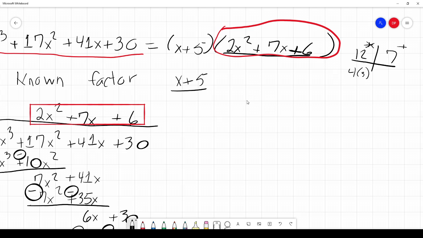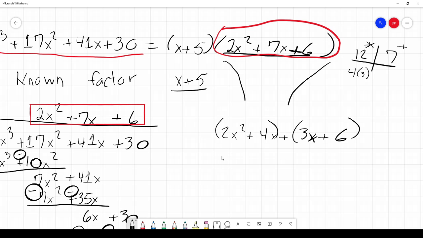And so basically the process is remember the x plus 5 is still there. I'm going to put that aside for a minute. So I'm just looking at the part in the red. So we can rewrite this as 2x squared plus 4x plus 3x plus 6. So basically you find these two numbers and then you split up the 7x into those two, and then you do factor by grouping.